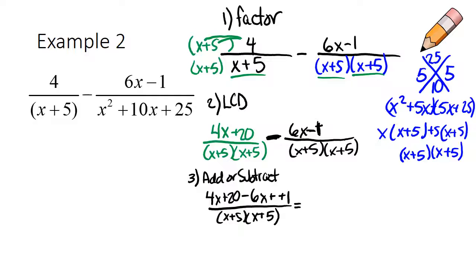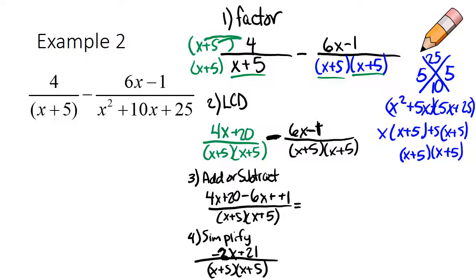If I simplify my numerator, actually, let's say that's our step 4. We're going to simplify. 4x minus 2x is negative 2x. 20 plus 1, 21. All over my common denominator. If I look at that numerator, I want to see if there's a GCF, but in this case there isn't. So that's actually as far as I can go for simplifying this expression.